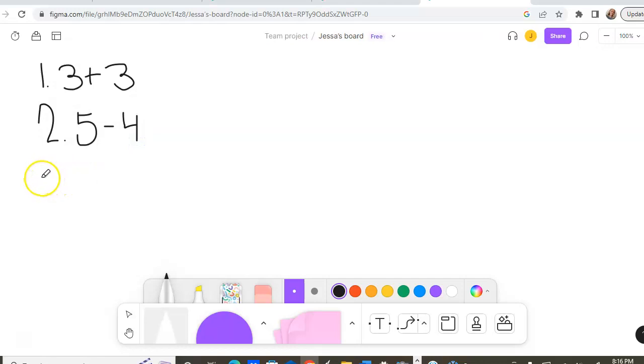All right, moving on to our third problem. We're going to do 7 plus 1. All right, moving on to our fourth problem. We have to come up with 10, remember? Okay, let's do 2. We'll do 2 minus 2.